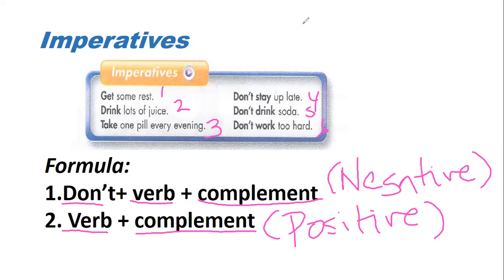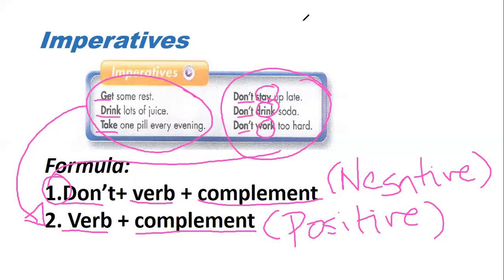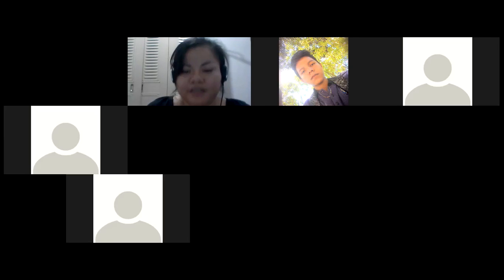Okay, very good. So you see these examples, right? So we can say, for example, that all of these are for number two, right? Verb plus complement. What is the verb? This is the verb, right? And then for formula number one, we have don't, plus the verbs, plus the complements, right? That's what we got. Is this part clear? Yes, it's clear. Okay, very good.